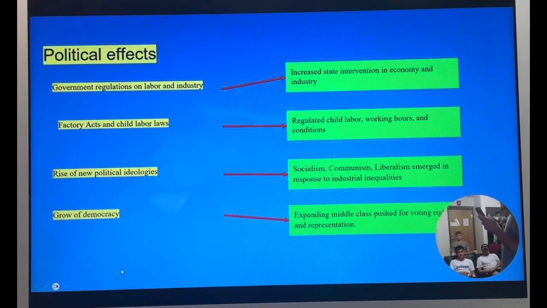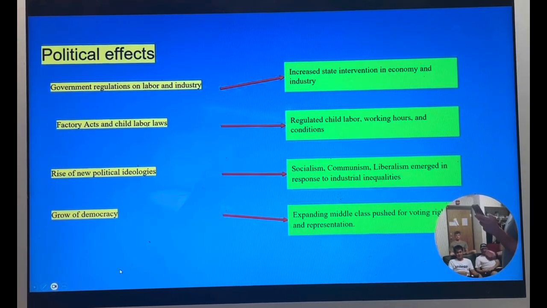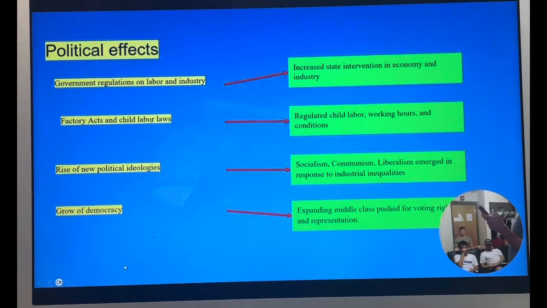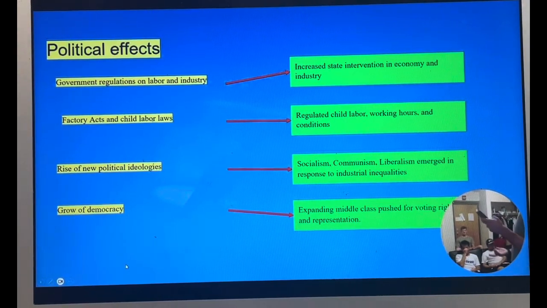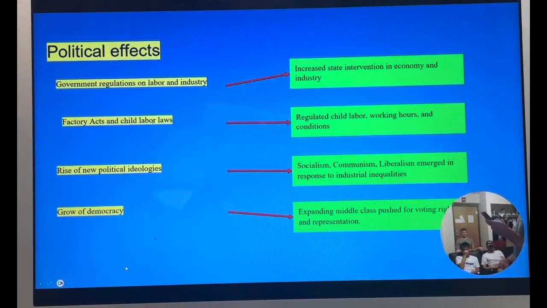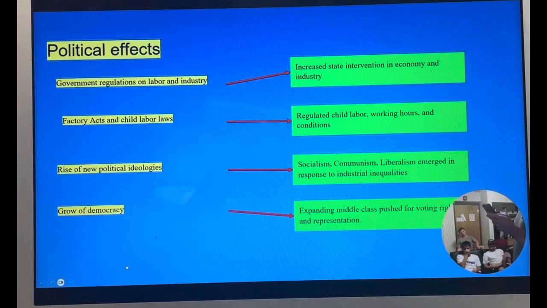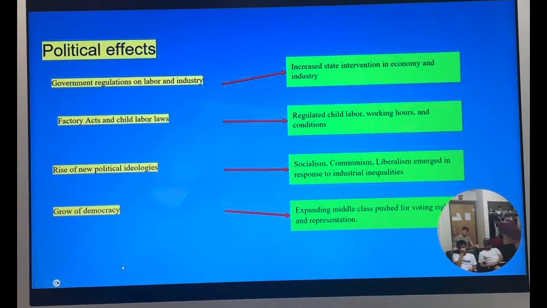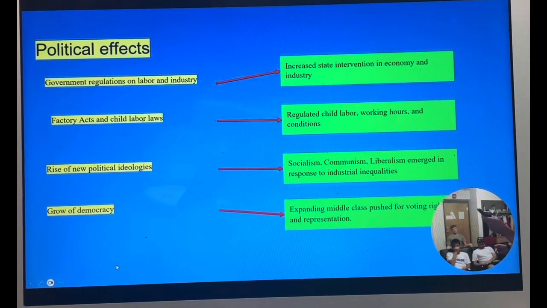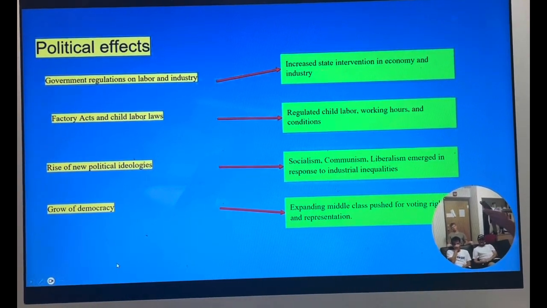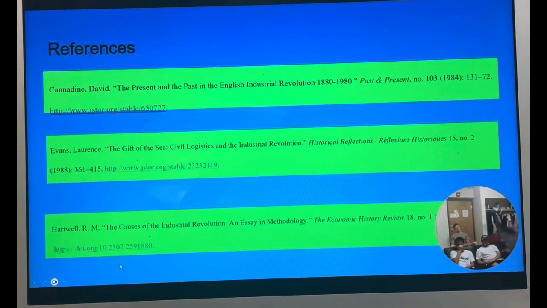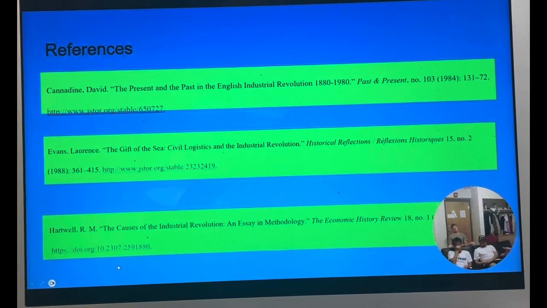Then political effects, which were the government regulations of labor and industry, increasing state intervention in economy and industry, the factory acts and child labor laws regulating child labor, and then the rise of new political ideologies, socialism, communism, liberalism, all that good stuff, and then the growth of democracy, which is expanding the middle class and pushing for voting rights and representation. Go democracy. And then my references that I used for this research.